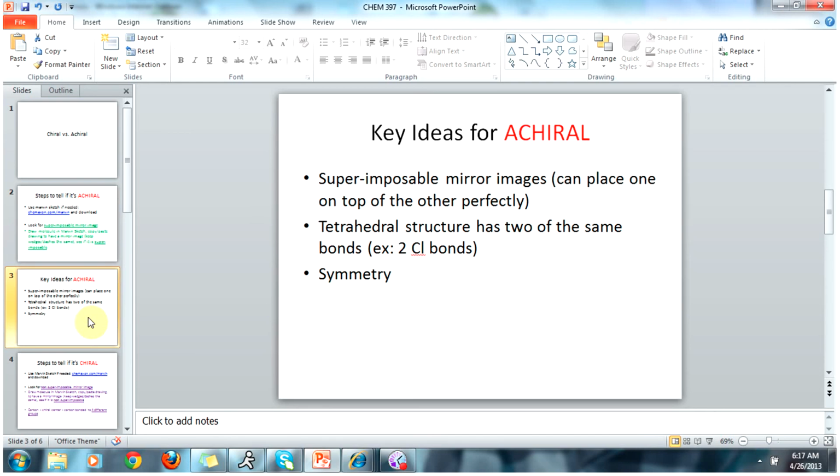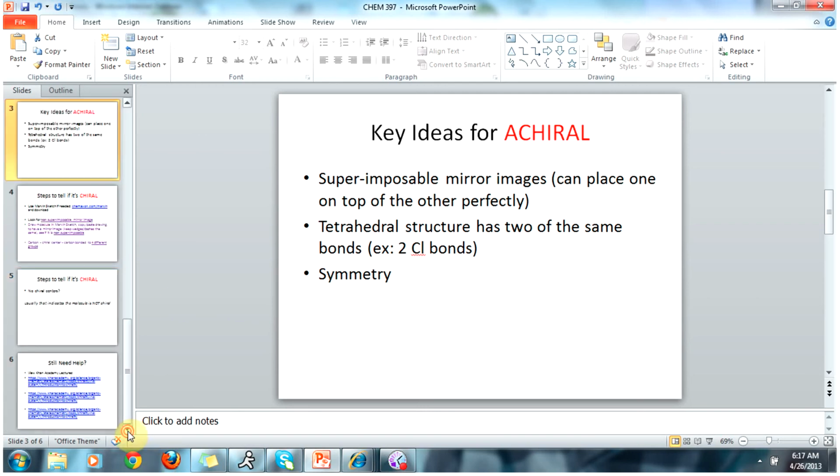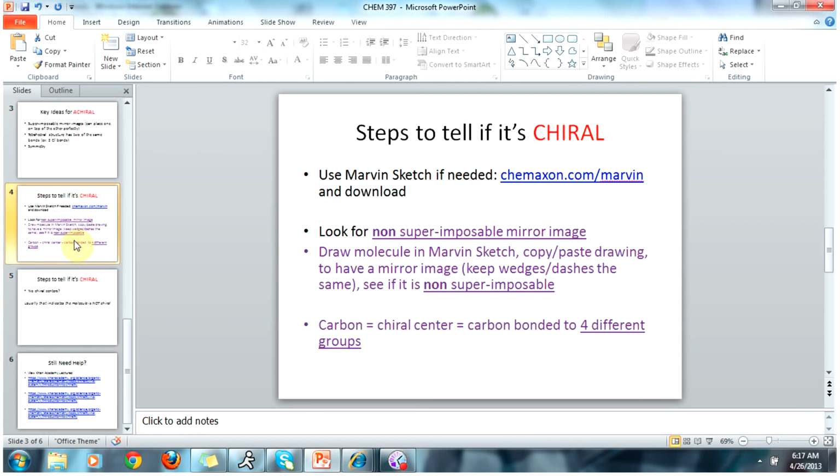For example, if you have a tetrahedral structure like it was shown in the lecture video, if you have two of the bonds that are the same, the lecture video showed two hydrogens, but in other examples, if you have two chlorine bonds, that does not make it a chiral molecule, so it's achiral. Another thing that you want to look out for is symmetry. I'll have an example of that soon.